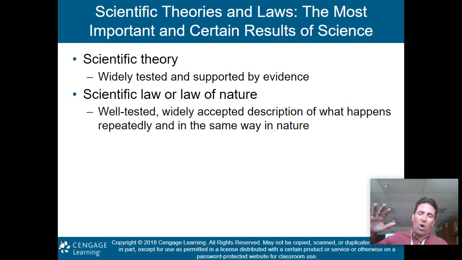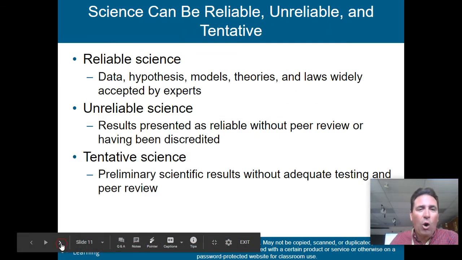While theories are oftentimes changed throughout time as we gather more or different info, scientific laws or laws of nature are pretty concrete. I'm not saying that they don't change, but they have a harder time of changing. They're well-tested, widely accepted descriptions of what happens repeatedly and in the same way in nature. Think of the law of conservation of matter. Think of the first law of thermodynamics. These are things that we know happen. We're pretty positive they happen. And even as we get more intelligent and get more instruments and more technology as human beings, most likely the scientific laws or the laws of nature are not going to change.